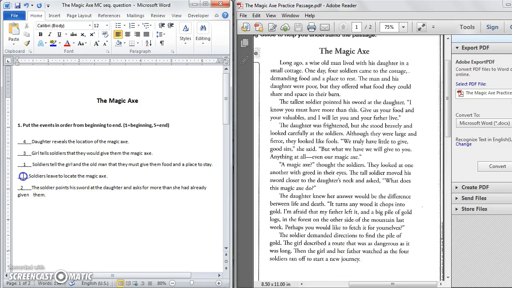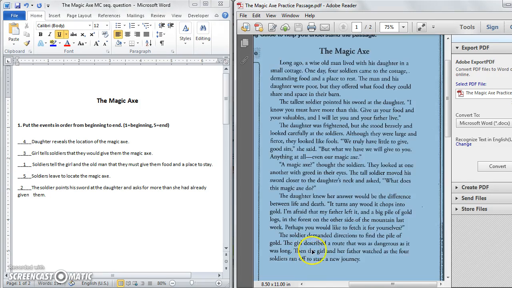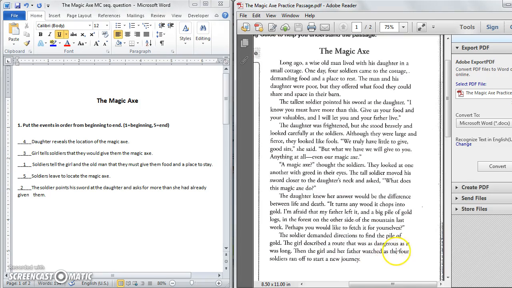Ah, there it is. Event number 5. So I would highlight this right here. Then the girl and her father watched as the 4 soldiers ran off to start a new journey. So that soldiers ran off to start a new journey would be really helpful to highlight. So, looking over here, I have found my events. 1, 2, 3, 4, 5. So I am finished at this point.